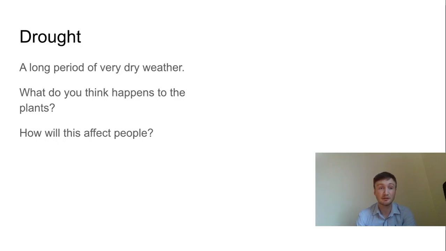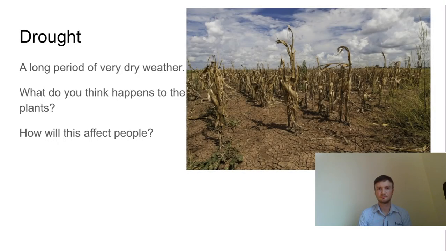So there's been no rain. So what do you think happens to the plants? How will this affect people? So as you probably guessed, plants die without enough water. So if we haven't had rain in a long time, then the plants will die and we'll have no food to eat. And how will this affect people?